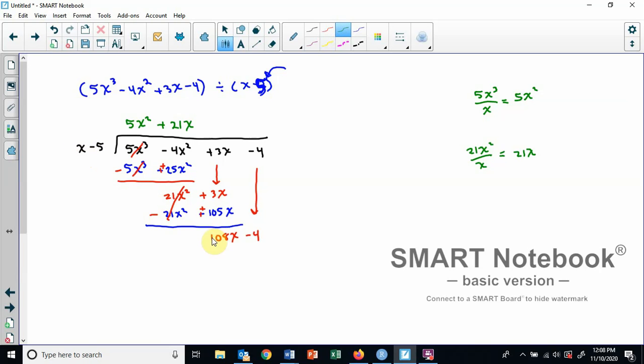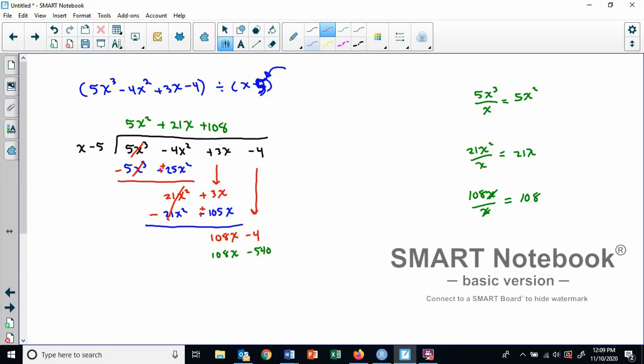How many times does x divide into 108x? 108x divided by x, the x's would just cancel, leave me with 108. So it's a positive 108. Okay, we're going to multiply back, and I may even need a calculator to do this. Let's see, 108 times x is 108x. 108 times a negative 5 is going to be a minus 540.